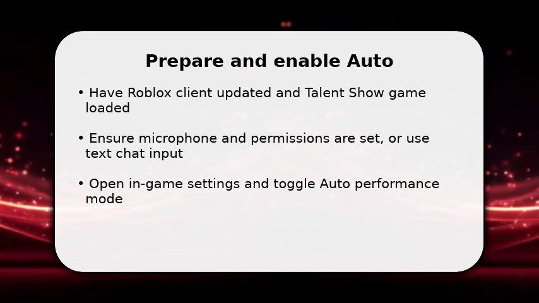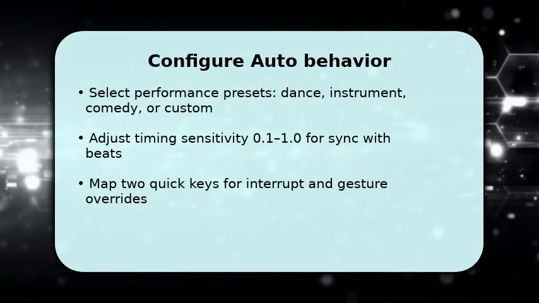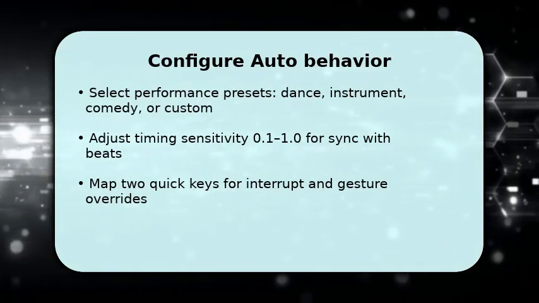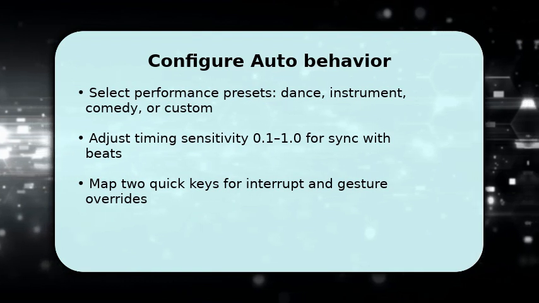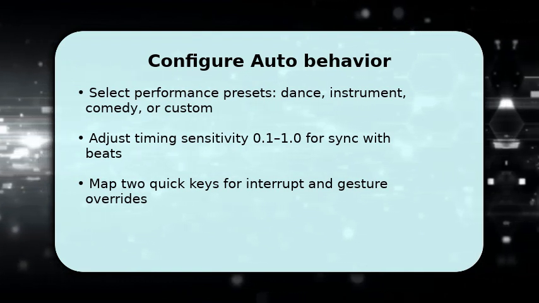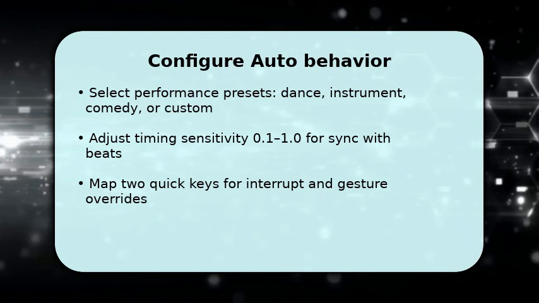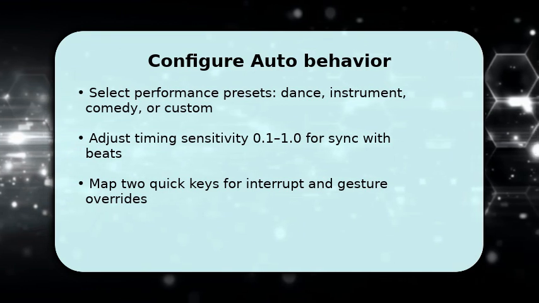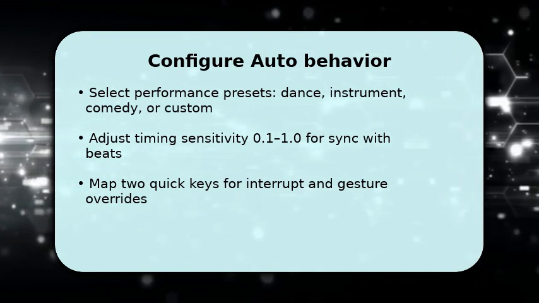Next, you configure how auto behaves during your act. Choose a preset, dance, instrument, or comedy, and then fine-tune timing sensitivity between 0.1 and 1.0 so auto matches the song tempo. Once you set that, assign quick keys for interrupt and gesture overrides. This lets you jump in manually when a unique bit is needed.